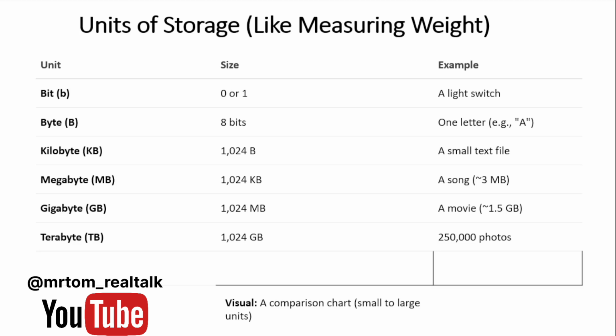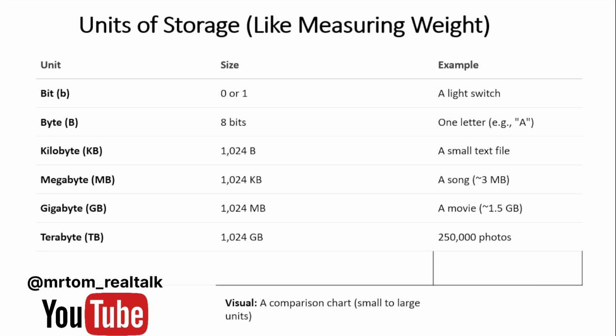Then the next unit here is kilobyte. 1 kilobyte is made up of 1,024 bytes. An example of a kilobyte is a small text file. Sometimes when you download a PDF, you see it in kilobytes.